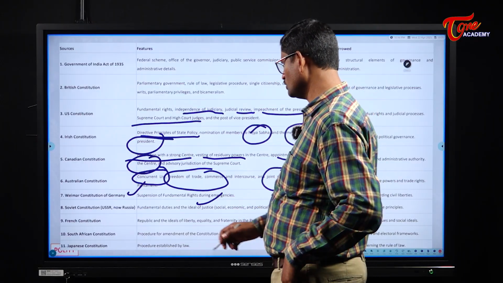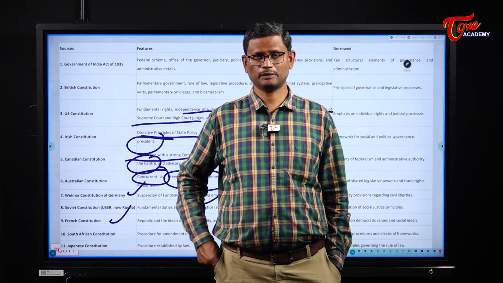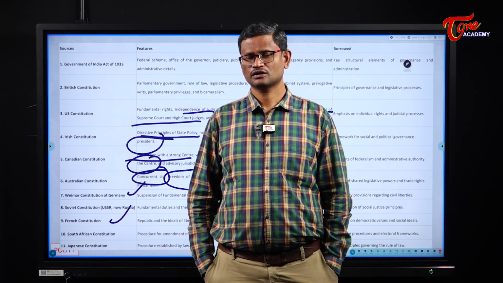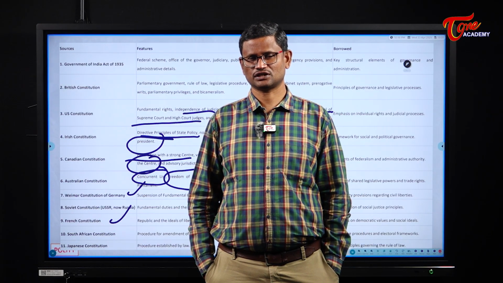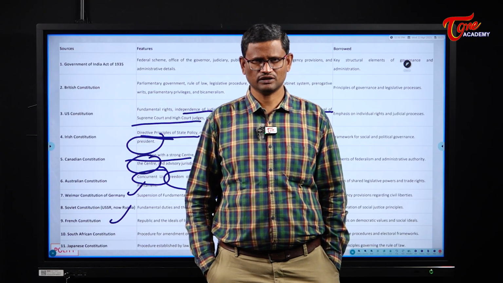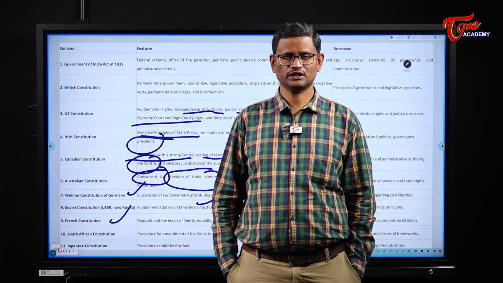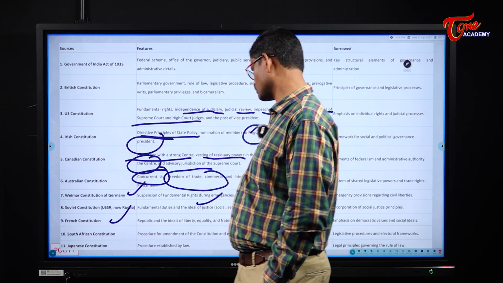Then when it comes to the French Constitution, the idea of republic, a republican constitution, then liberty, equality and fraternity. These are the slogans of the French Revolution. So the slogans of liberty, equality and fraternity which are there in the preamble are borrowed from the French Constitution.